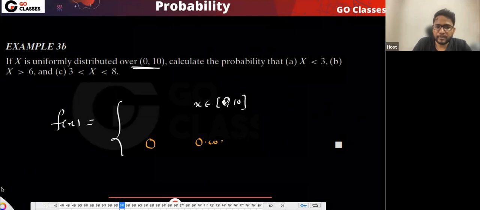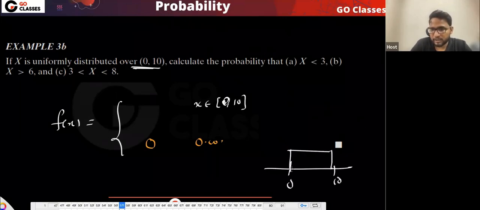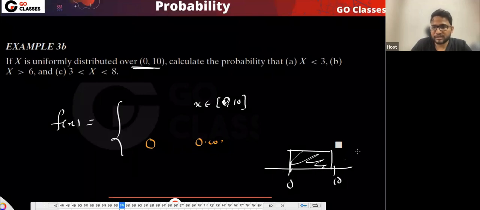This will be, if it is c, then actually this is 1 upon b minus a, right? If you want, you can calculate it. This is 0 to 10, this is c, and the area is 1, so 10 into c equals 1. So basically it is just 1 upon 10. You can calculate using the area. If you want, you can use the integration, but let's avoid the integration altogether.